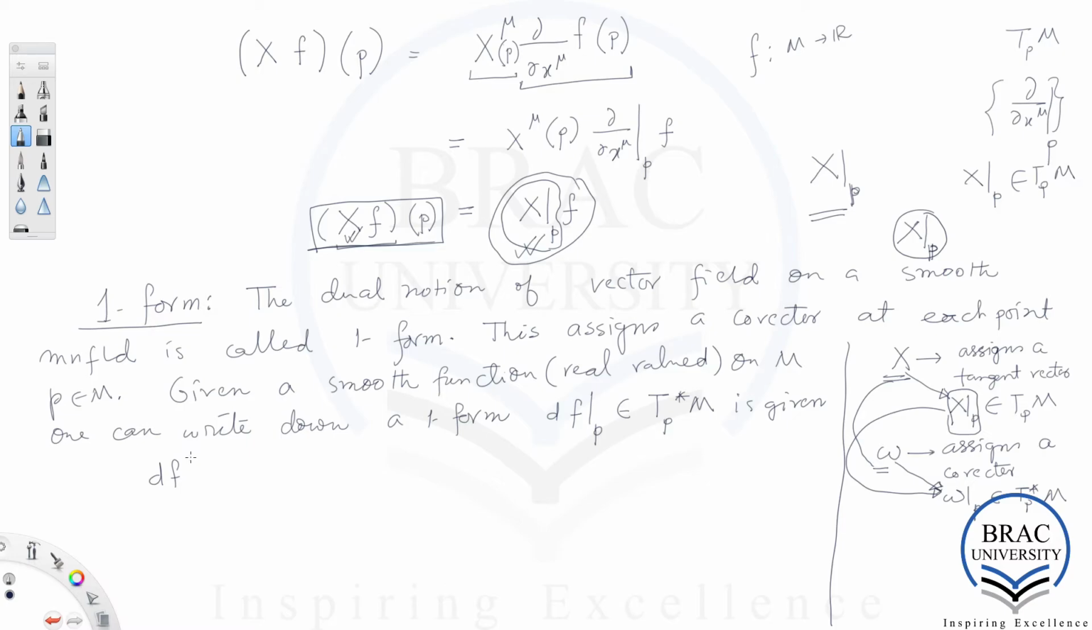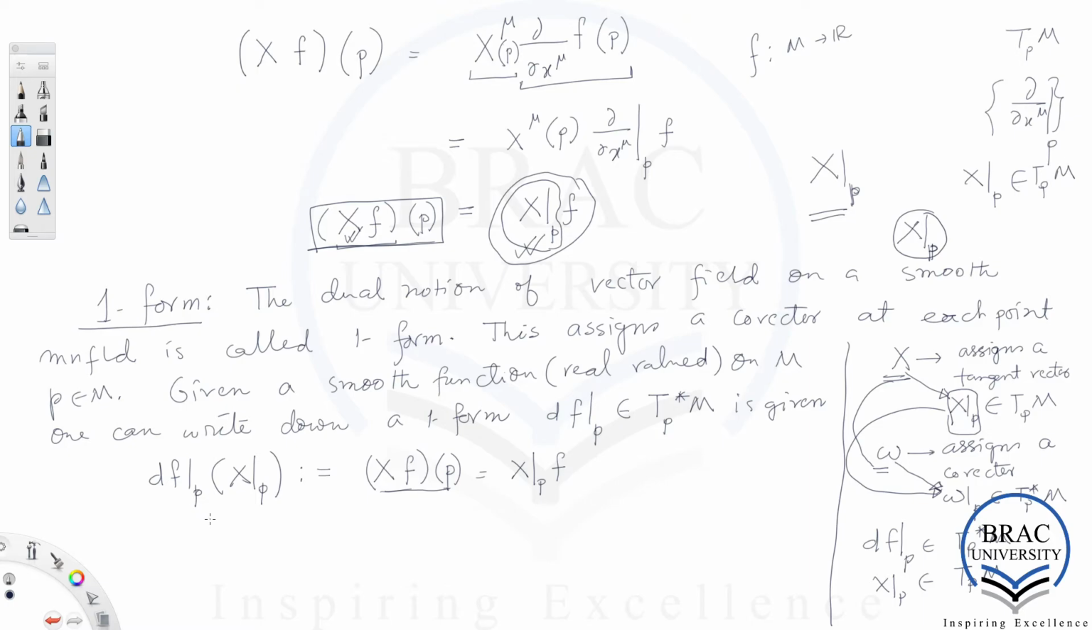So if this guy acts on an element x at P of TPM, so we see that df at P is an element of the cotangent space, and x at P is an element of the vector space TPM. So it is supposed to be a number, and we define this number to be equal to x f, right? Remember, x f is a function, and that function is evaluated at P, which is going to be a number. This is the same as x at P acting on f. The tangent vector acting on a function gives you a number.